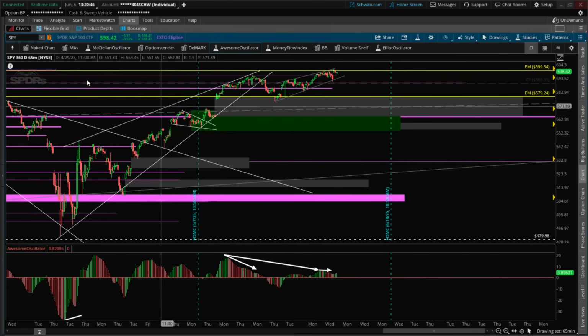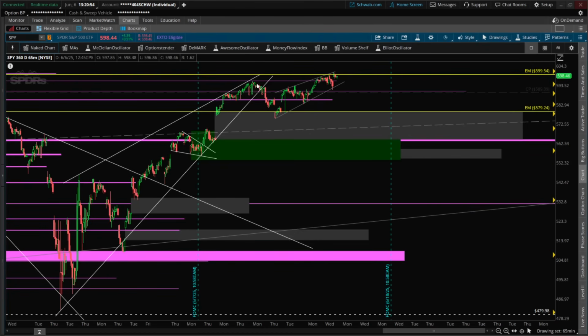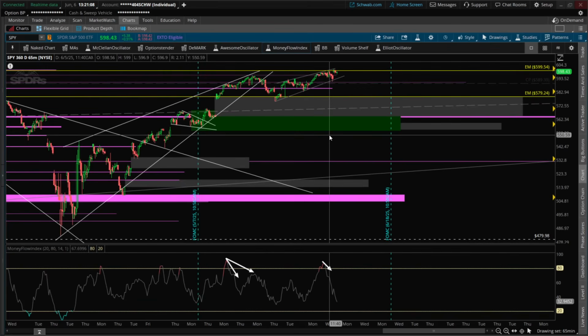Awesome Oscillator: negative divergence, again and again. This is going to reverse, and it's going to take out many, many days of trading. All right, so hopefully you're just not holding stock here. You'll wipe out your trades in probably 1 or 2 days when it does reverse.